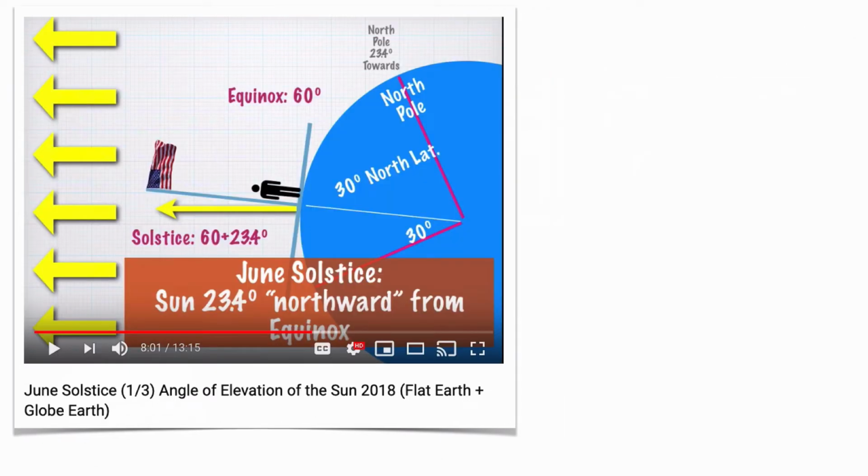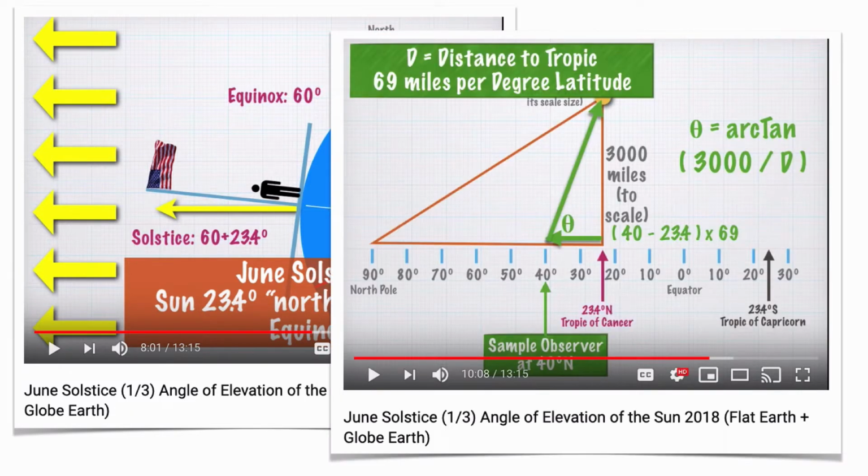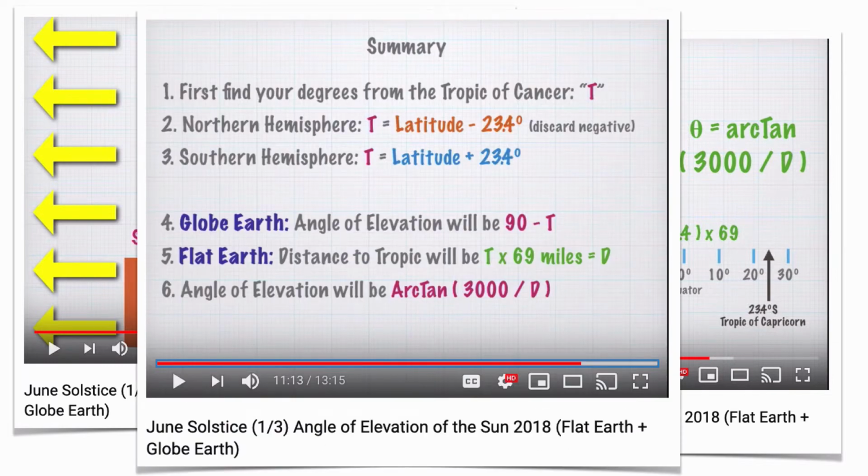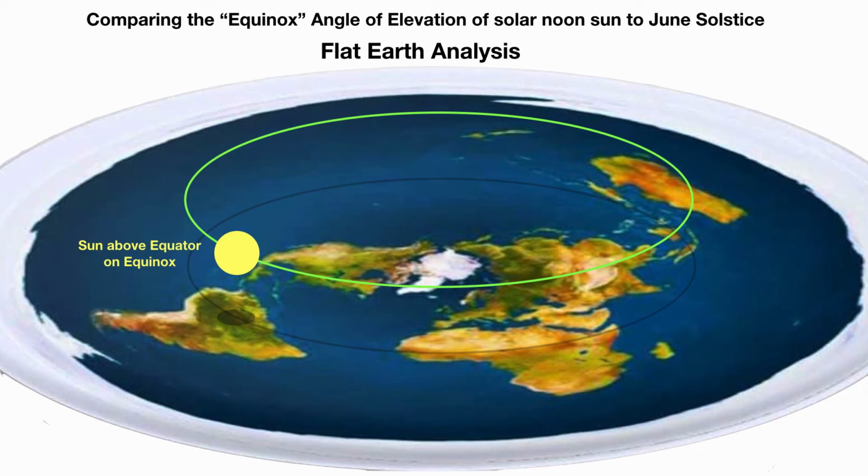Now, if the Earth were a globe, this angle will be 23.4 degrees northward from where it was on the equinox. And I've got the whole video explaining that in much greater detail. If the Earth were flat, you're going to have to use a little bit of trigonometry, and there are some assumptions baked in, and you're welcome to change those assumptions and redo the math. All right, but the angle is going to be dependent on your latitude, whereas on the globe Earth, the angle is not dependent on your latitude, as long as you know where the equinox sun was. All right, and so there's a summary of the math, more details in the actual video. So let me just explain this just in a slightly different manner.